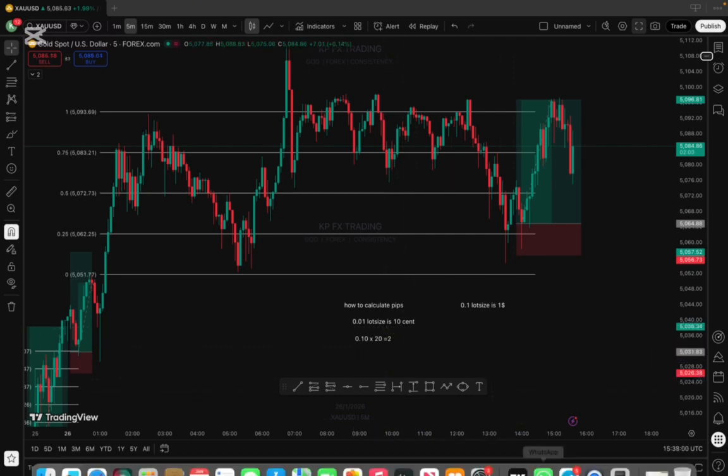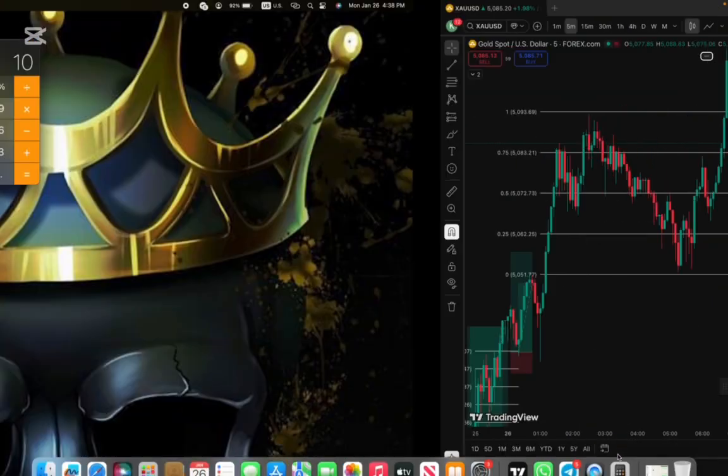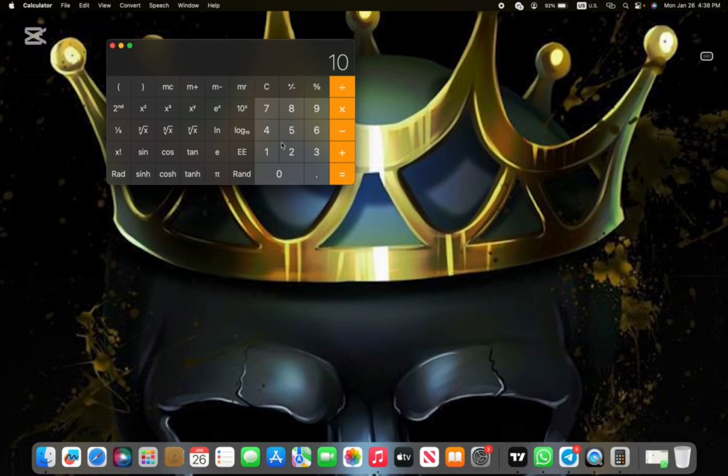Now let me go to the calculator right now. So we simply mean 1 times 20 equals 20, right? Because you are using the pips to calculate what you want to gain. That's the reason why you need to know what lot size is, right? The lot size, you are using it to calculate the pips.